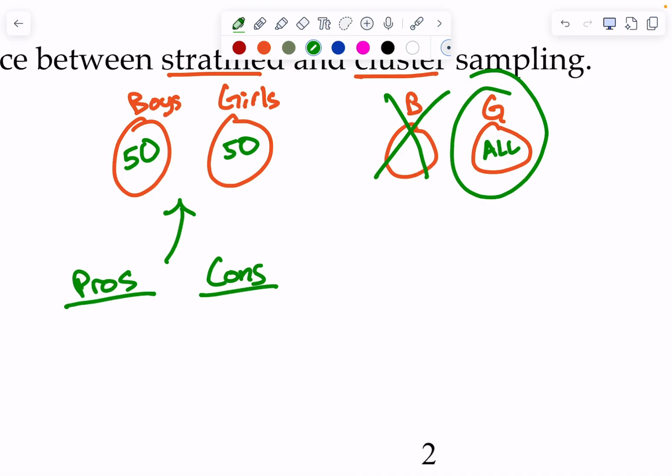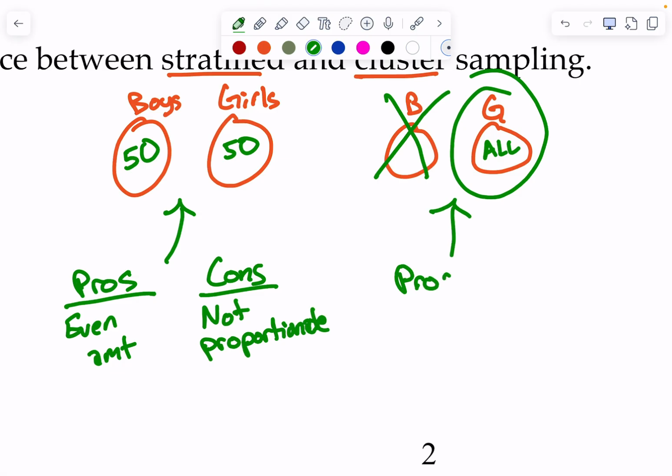Okay, pros, even amount. Cons? Not necessarily proportional. Not proportionate. Maybe we have more boys than girls and they're getting represented equally and the boys are like, what the heck? They get the same number of votes as us, but there's more of us. We should get more votes, right? Not proportionate. Okay? All right, what about this one?